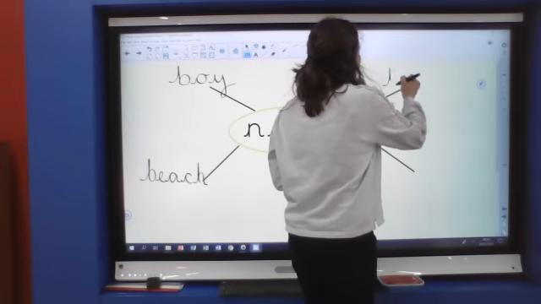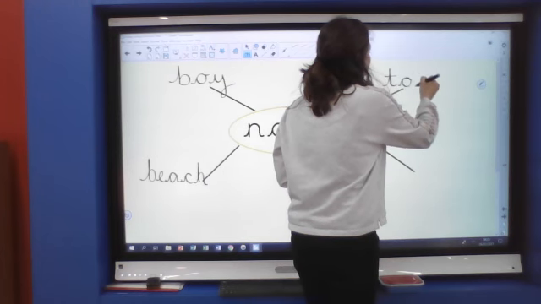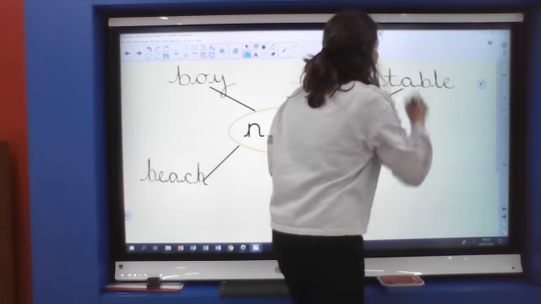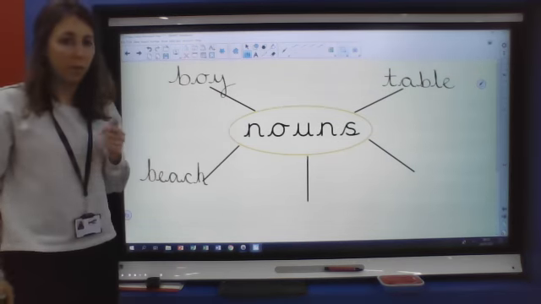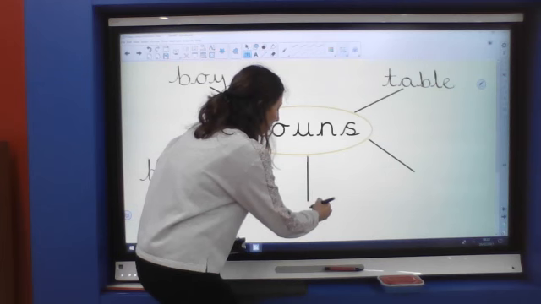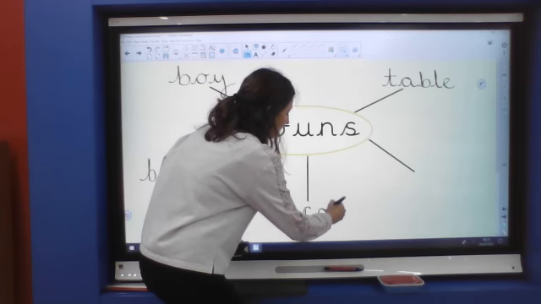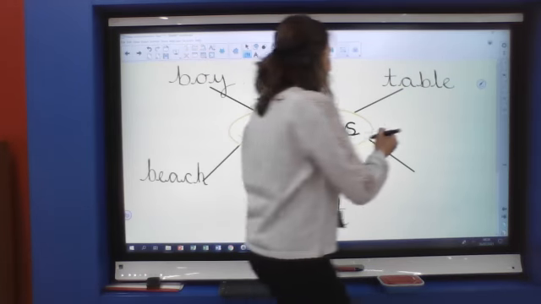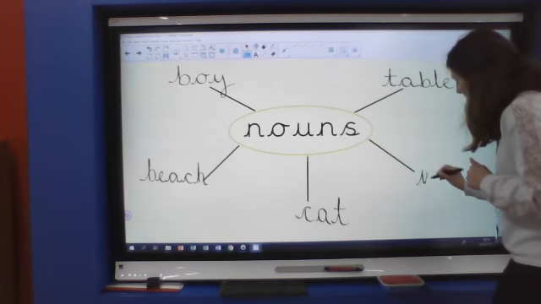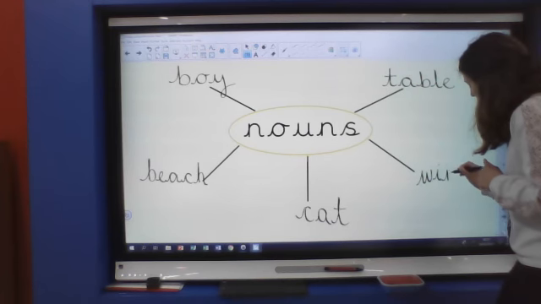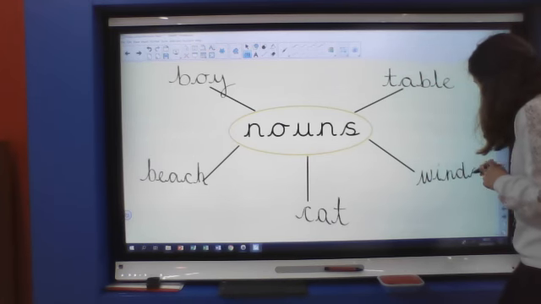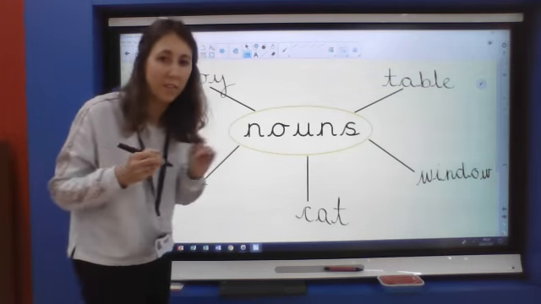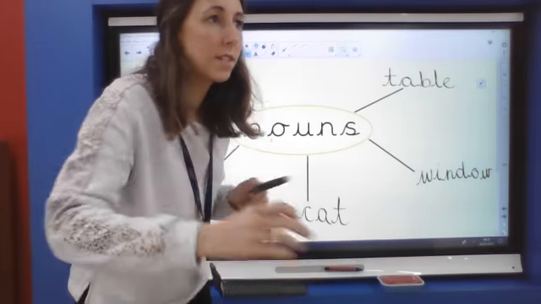I also had table, didn't I? Table, table. I want you to see if you can come up with 5 different ones. So animals, I mentioned cats, and I also had window, didn't I? I also had window. You might want to have a think from your phonics this week and think about what nouns you might have thought about in your phonics to have an extra practice of your phonics sounds.